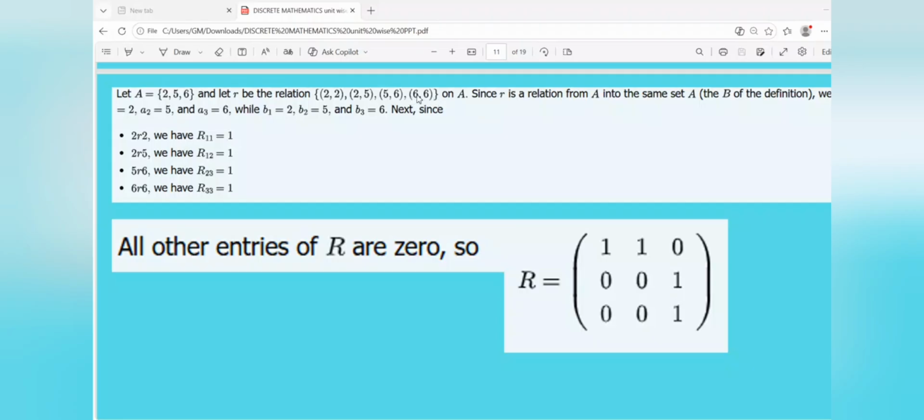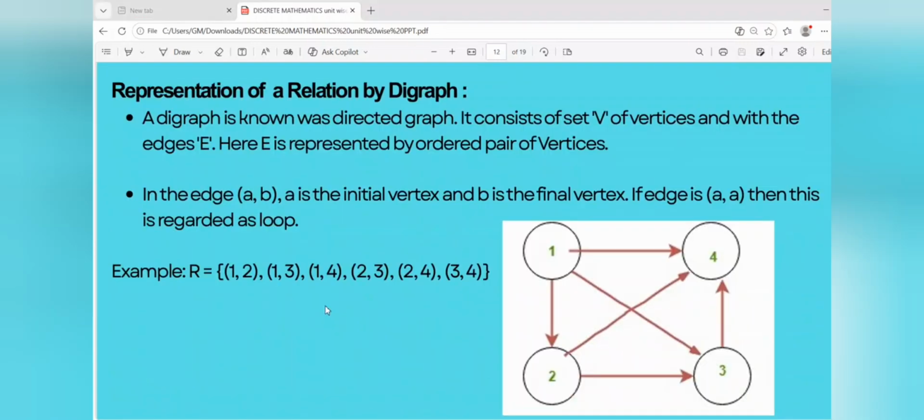So next you see (6, 6). Where is 6 present in A? In A3. Here in B, where is 6 present? In B3. So A3, B3, that is third row, third column. So here I am representing it as 1. So all the remaining places are 0. Can you follow? Right. So this is a way for representing a relation.